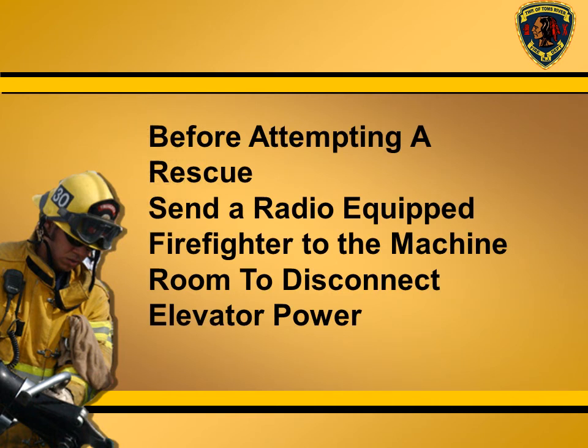Prior to attempting the removal of any trapped occupants from a stalled elevator, send two radio-equipped firefighters to the elevator machine room to disconnect the power to the stalled car. This will ensure that the elevator car cannot move while attempting to access the stalled car. It also removes power from the elevator car door motor. If the elevator car remains powered, the door motor will exert power to keep the door closed. By removing power, the car door will open with much less effort.